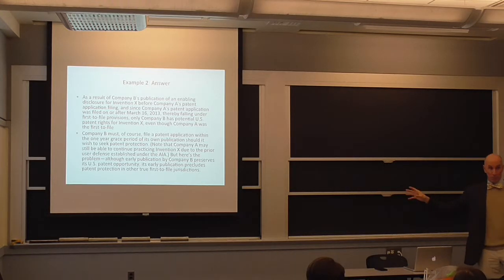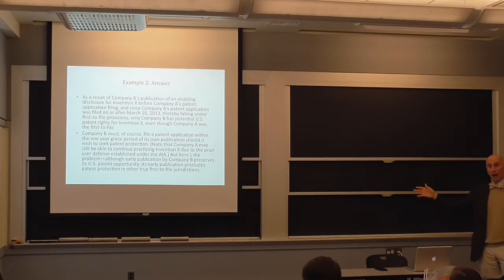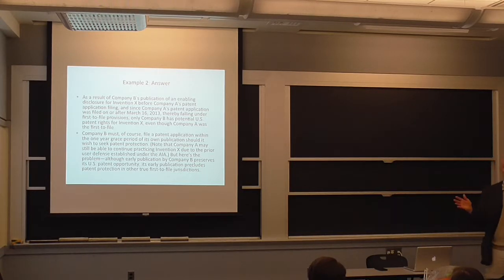Congress put this grace period in the statute to protect inventors and because universities and other inventors find it useful. But it's dangerous because it's an example of how the first inventor to file doesn't get patent rights if a competing inventor has made a disclosure. Disclosure controls. The clock starts ticking when the disclosure occurs. Company B must, of course, file a patent application within the 1 year grace period of its own publication, should it wish to seek patent protection. Without the application, no patent rights.